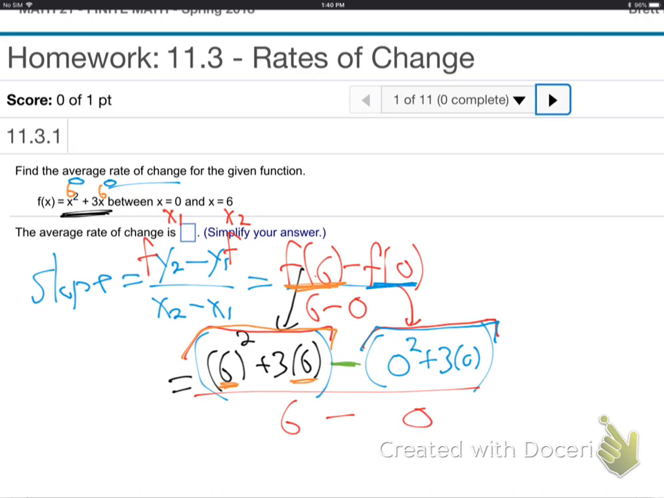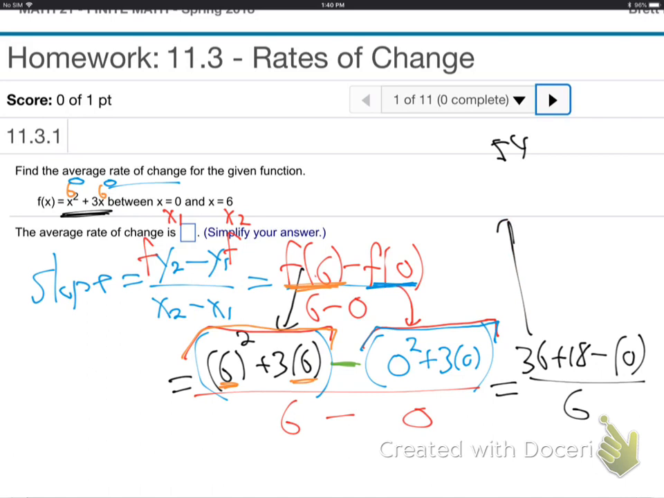So what does that all come out to be? I don't know. 36 plus 18 minus 0 over 6, which is some kind of big number. What's that? 54 over 6. Is it 9? Yeah. And all is said and done, it's 9. There we go. So do you see what we did? We just found the slope, which is the average rate of change.